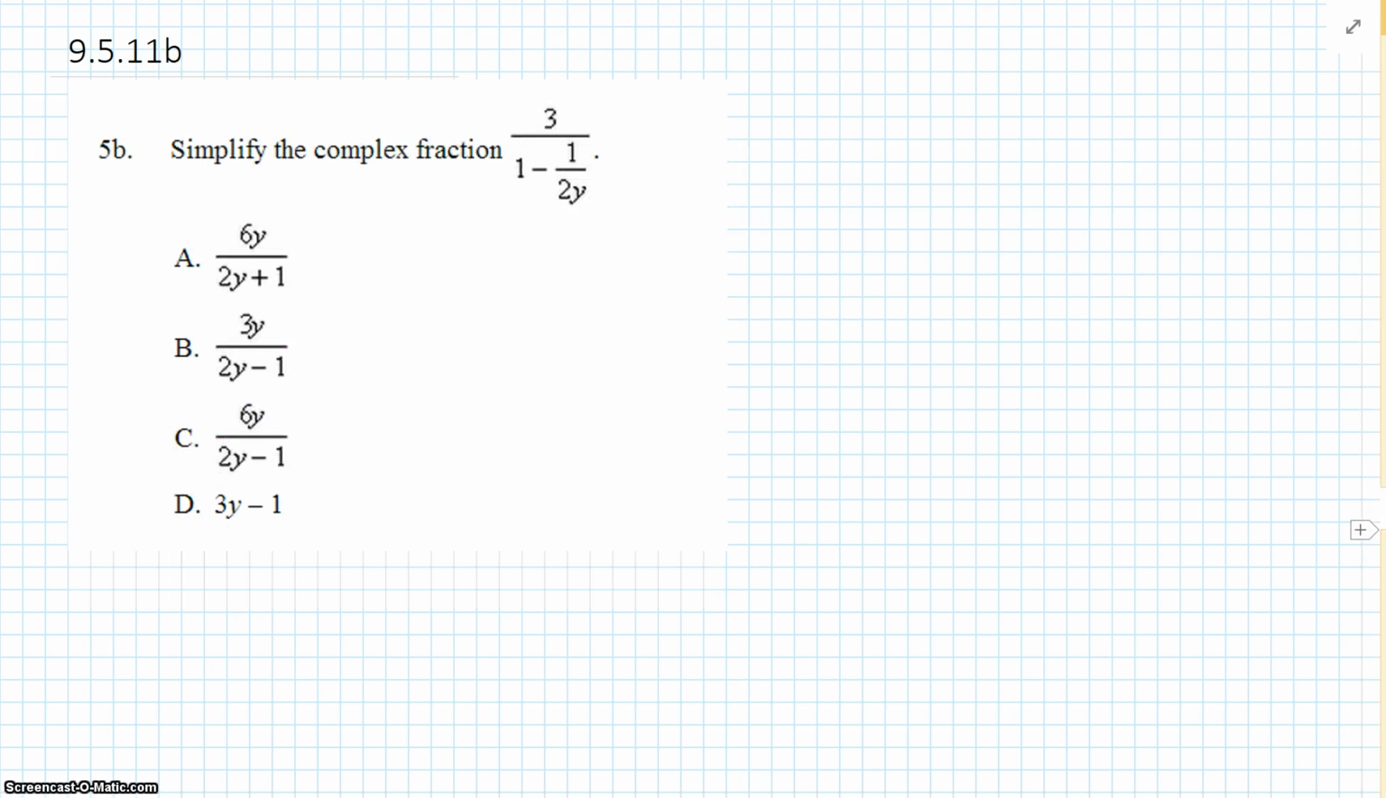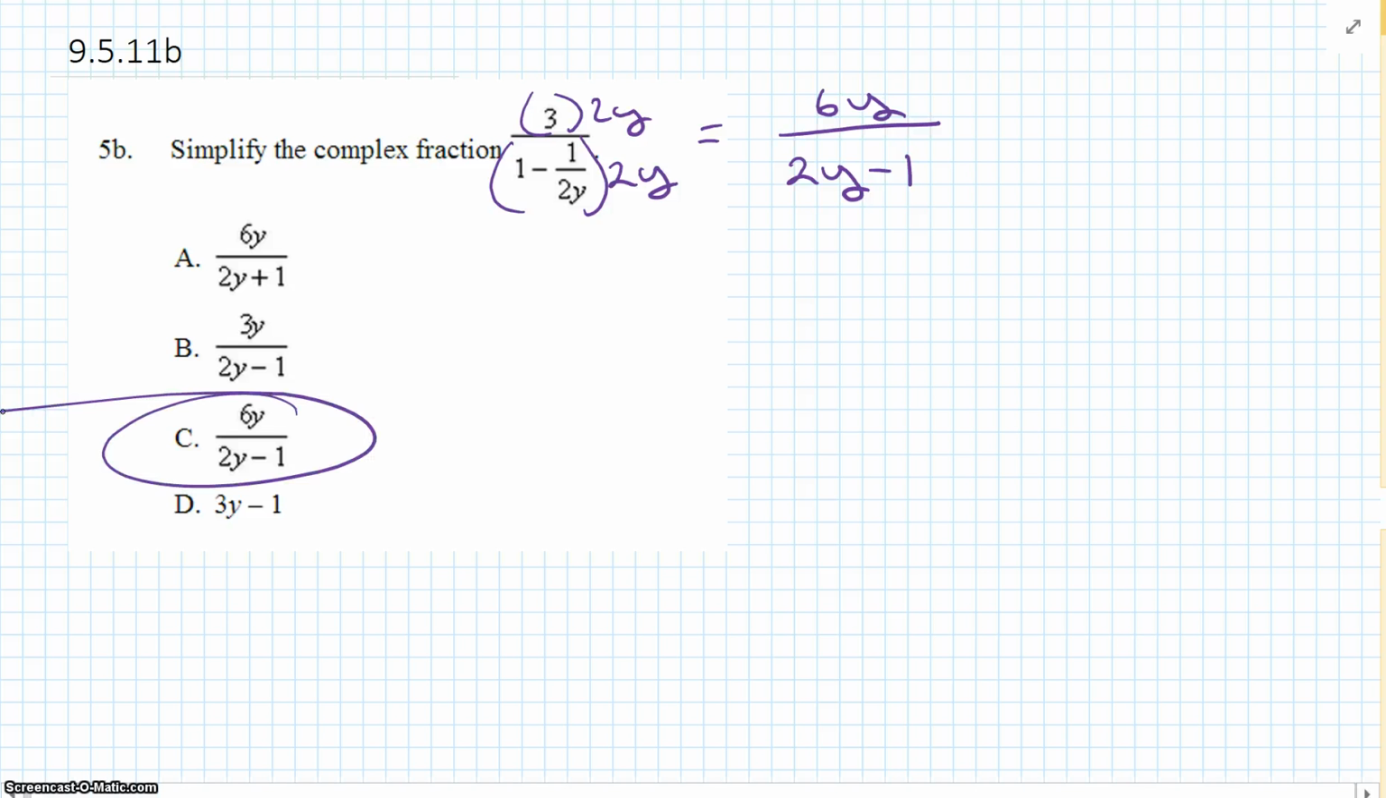Alright, moving on. Simplify the fraction 3 over 1 minus 1 over 2y. So let's multiply the top and the bottom of this by 2y. The top's going to become 6y. And the bottom, once we distribute it, is going to be 2y minus 2y over 2y, which would be 1. So 6y over 2y minus 1. The answer is C.